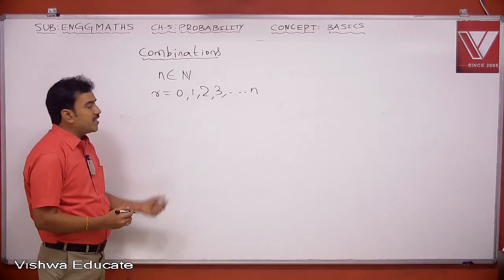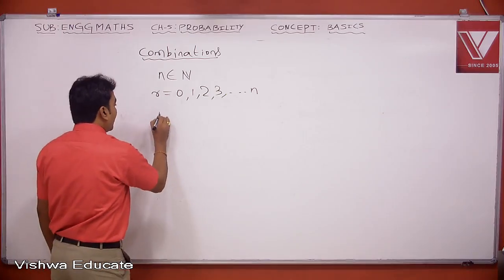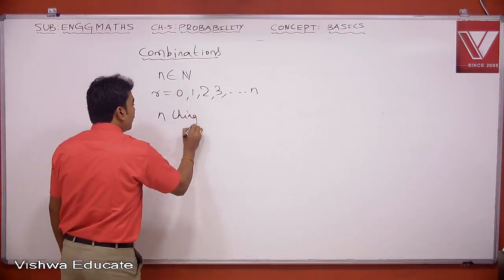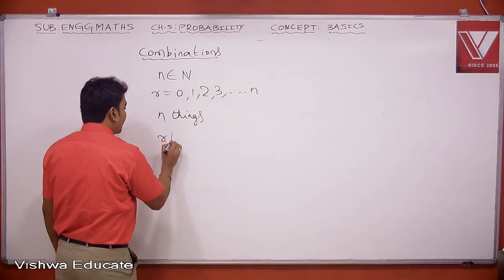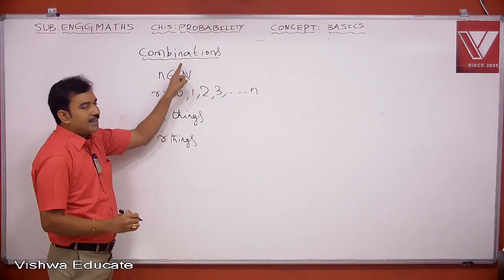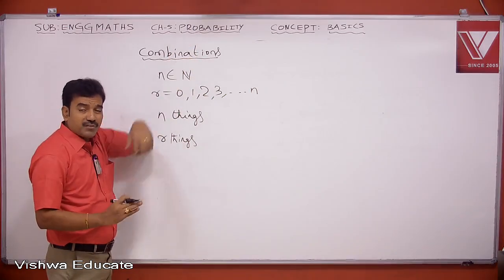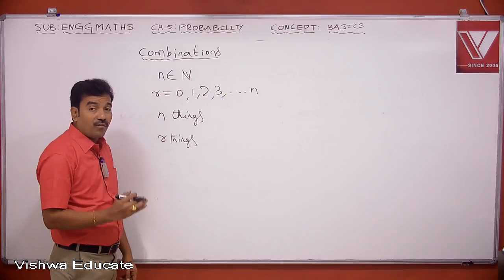Now, in how many ways can I select r things out of n things? We have basically n things. How many ways can I select r things out of n things? That will be measured by the combinations. So basically, combinations are meant for number of selections.